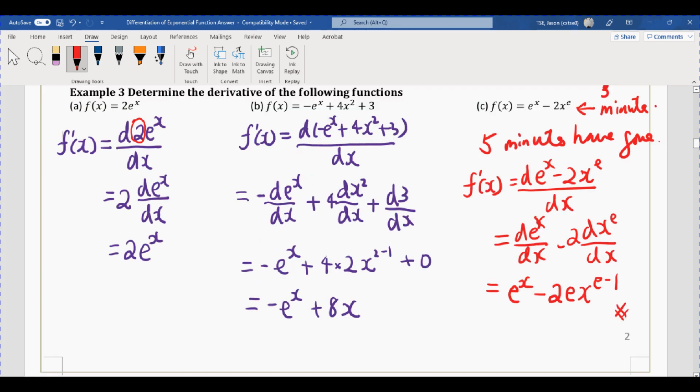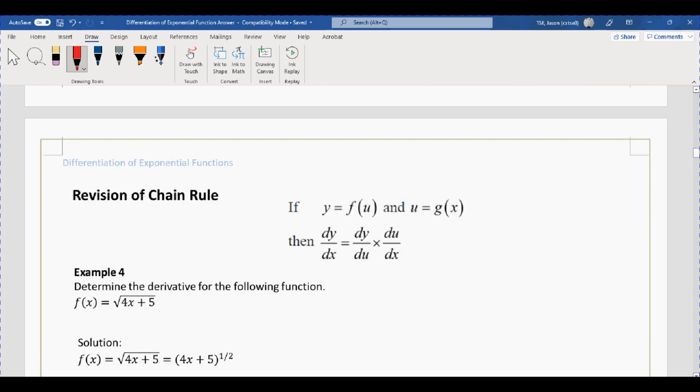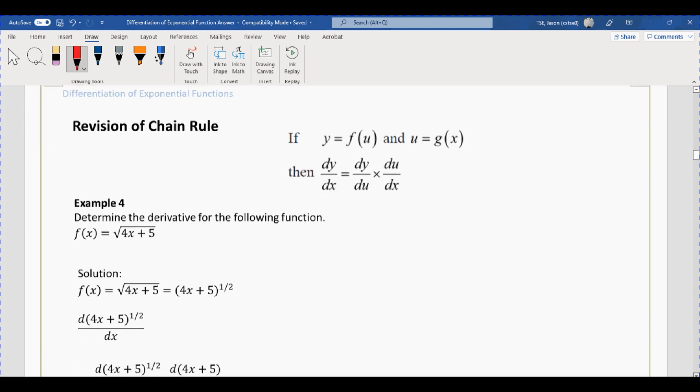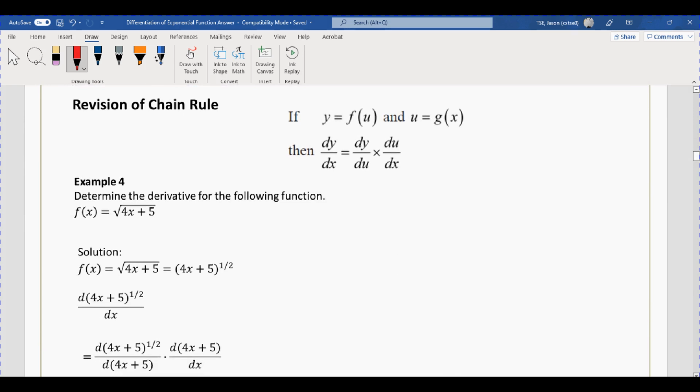So let's move on to the next part, which is the chain rule. The chain rule is very important for us to expand our domain of differentiation. For example, if you want to differentiate things like (4x + 5) to the power half, you try to apply the power rule, but you can't because the base is different. So that's where the chain rule kicks in.